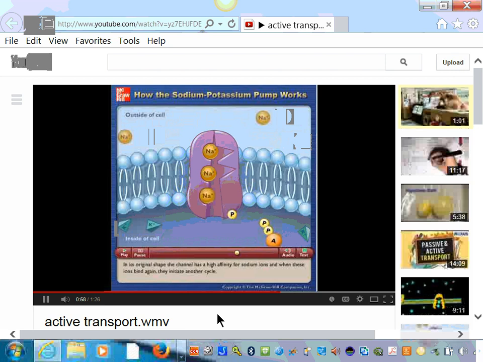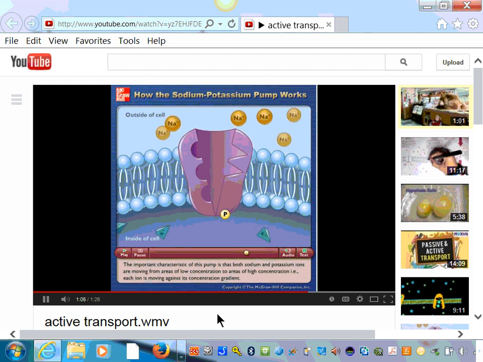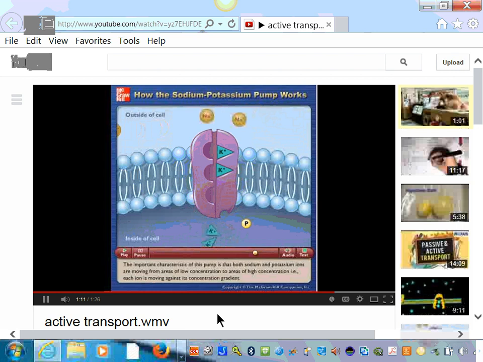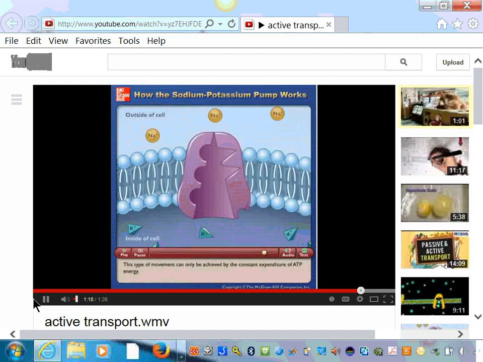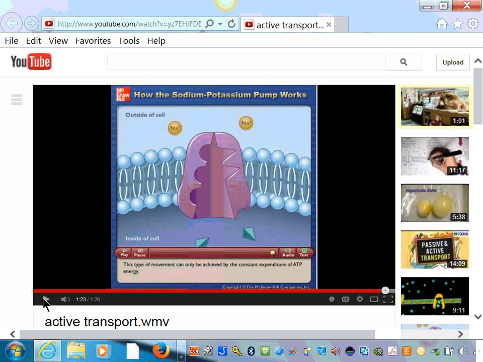The important characteristic of this pump is that both sodium and potassium ions are moving from areas of low concentration to areas of high concentration. In other words, each ion is moving against its concentration gradient. This type of movement can only be achieved by the constant expenditure of ATP energy. So you see, they're climbing uphill. They're moving from an area of low concentration to an area of high concentration. So it takes more energy. So that's why they need energy.